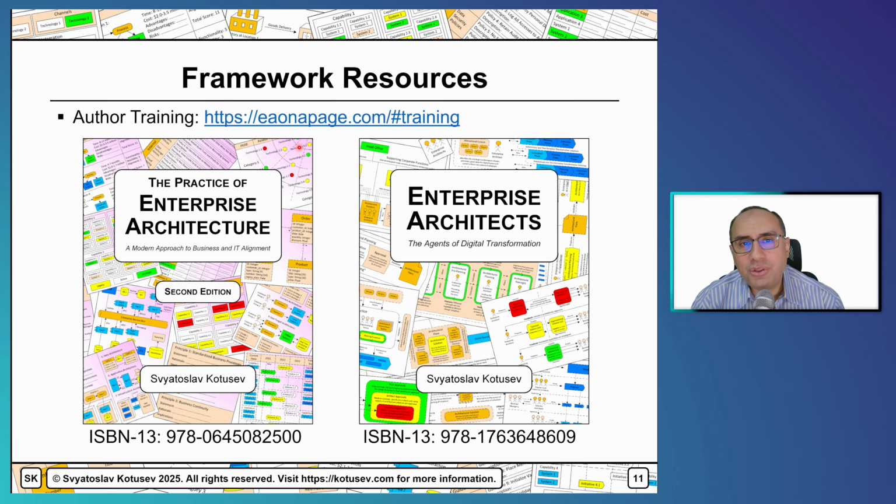I want to draw your attention that the author is already providing training for this framework officially from his website, and these are the two books that were the base of the slides that we are seeing as of today.